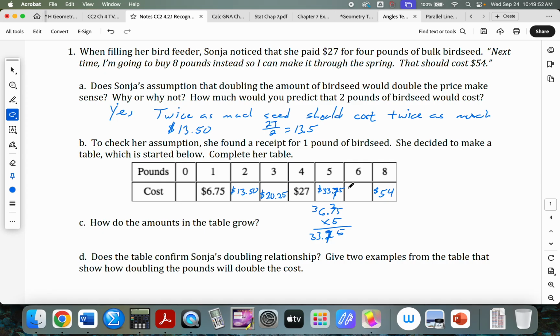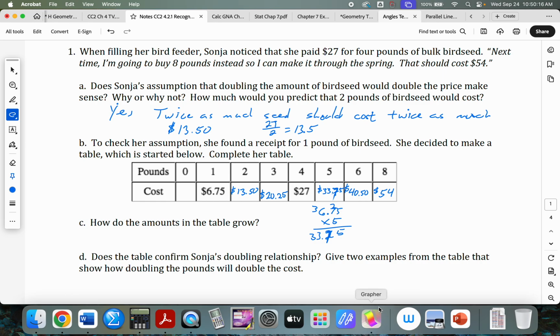So that's what? $40.50? What would be a different way that you could do it by multiplying? Yes? You could do 13.5 times 3. Okay, you could do 13.5 times 3.